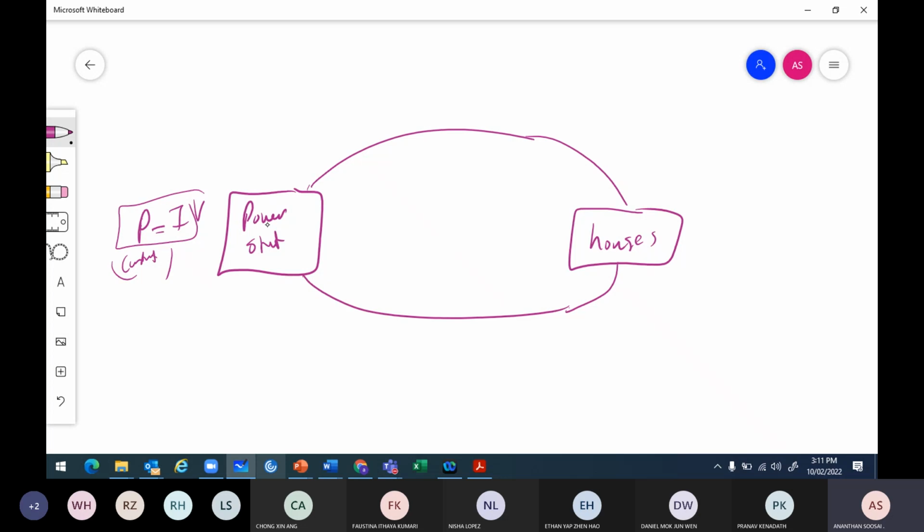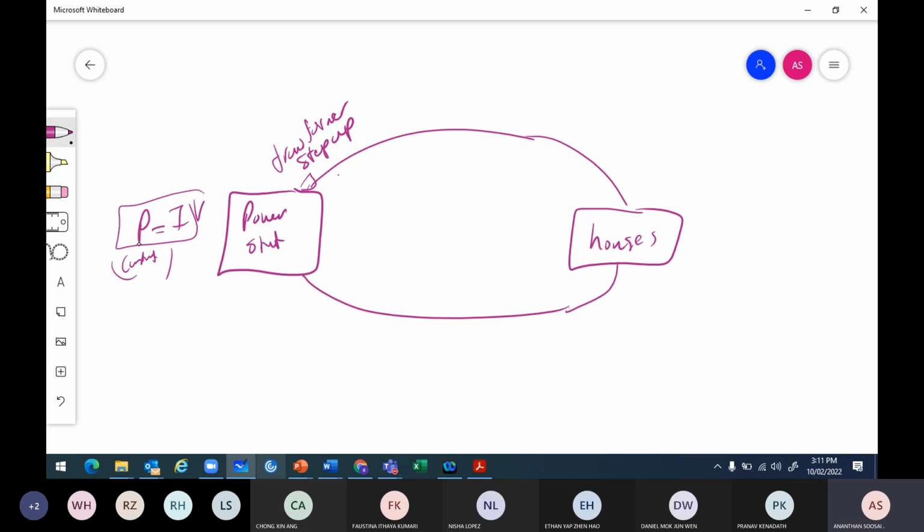The voltage of the power station can be increased. You can increase the voltage of the power station by using a transformer, a step-up transformer, used to raise the voltage. Okay, why does the voltage need to be raised?